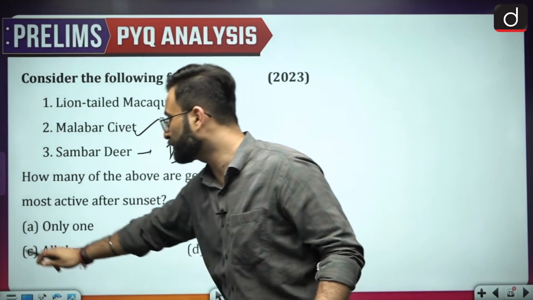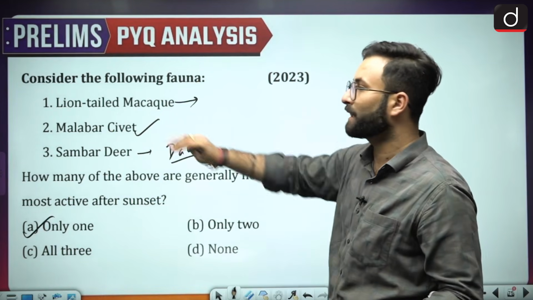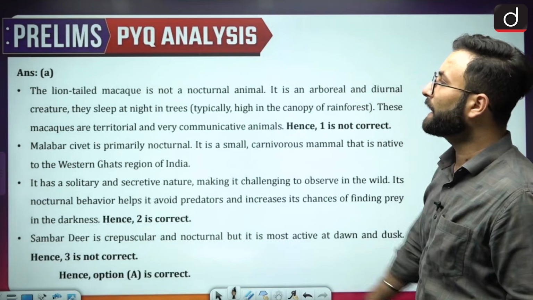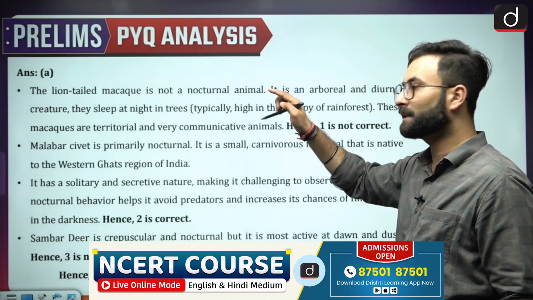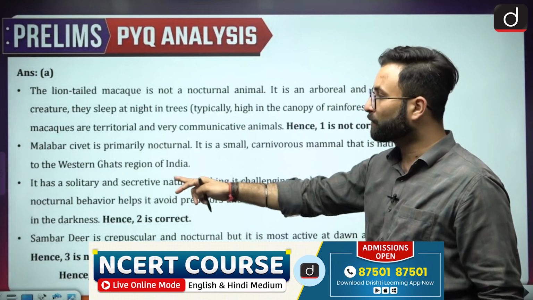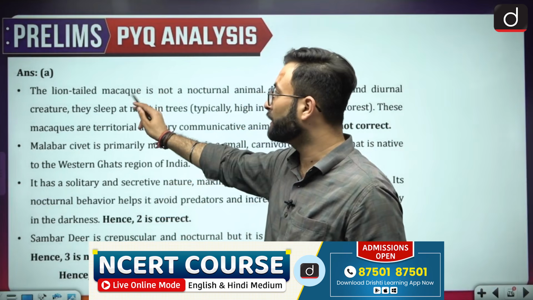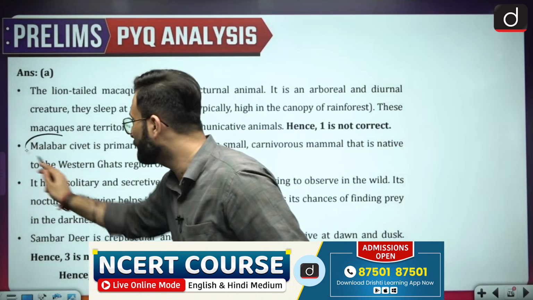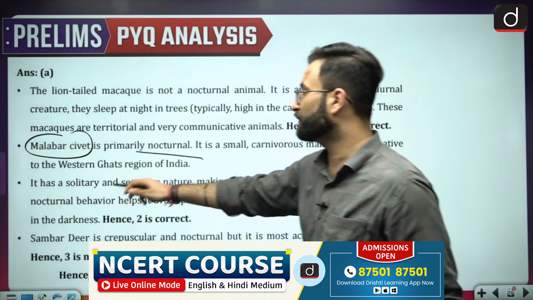So option A would be your right answer. That is only one, that is Malabar civet. Here you can see lion-tailed macaques are not nocturnal. These are generally sleeping at night. Coming to the next one, these are generally found in the areas of Western Ghats. Malabar civet is nocturnal, and it is also found in the Western Ghats.